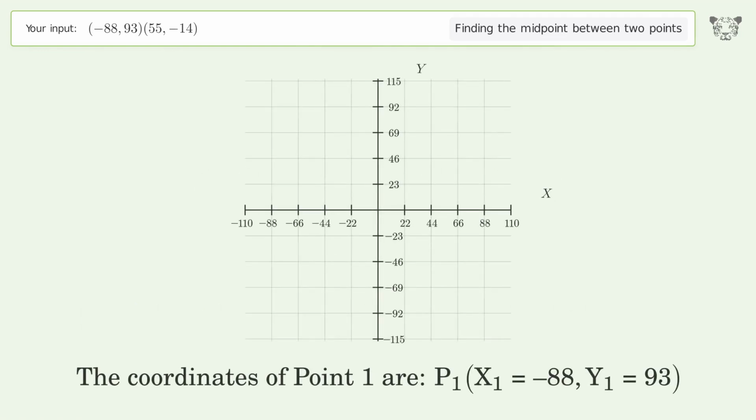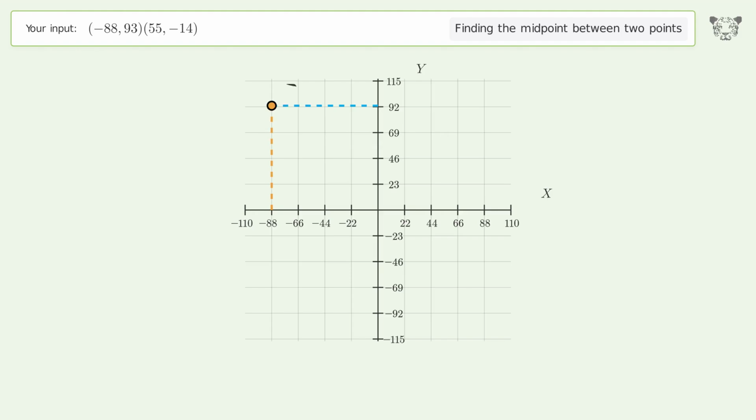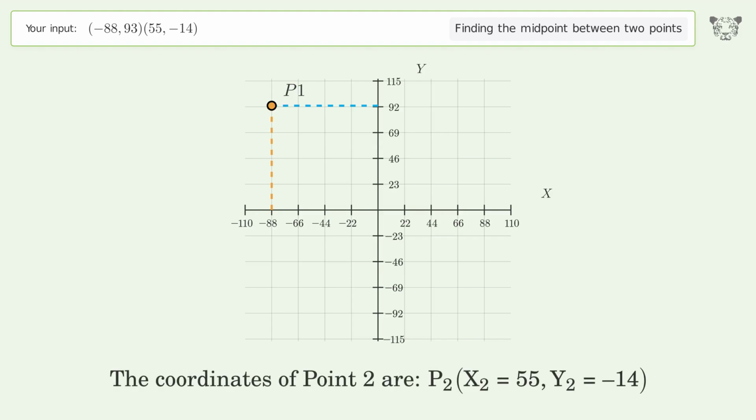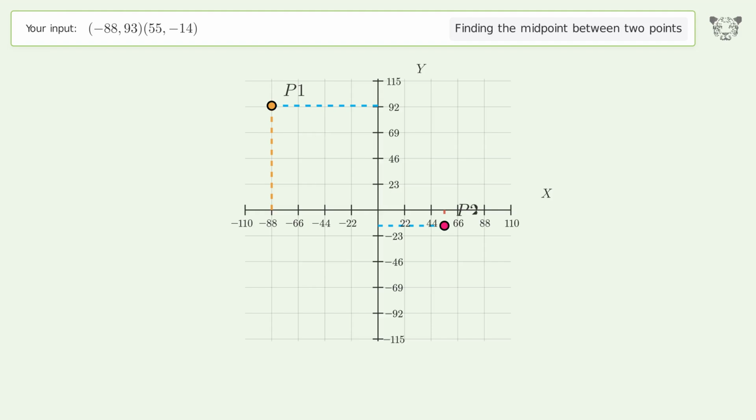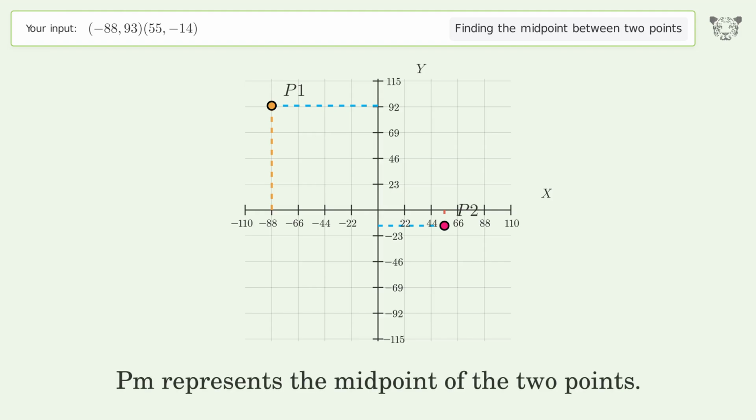The coordinates of point 1 are x1 equals negative 88, y1 equals 93. The coordinates of point 2 are x2 equals 55, y2 equals negative 14. PM represents the midpoint of the 2 points.